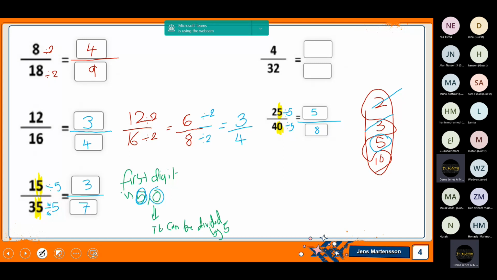Yes. This is the most important part in multiplication, how to simplify. I gave you an introduction to simplification before we learn how to multiply fractions. Do you have any questions? No.